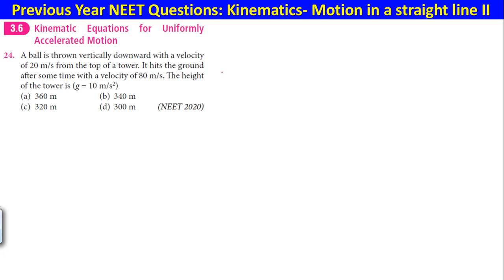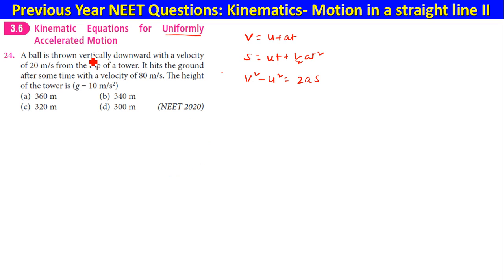Next concept is nothing but kinematic equations for uniformly accelerated motion. When the acceleration is constant, we can use equations of motion. What are those equations of motion? v is equal to u plus at, s is equal to ut plus half at square, and v square minus u square is equal to 2as. These are called equations of motion, and you can apply them only when acceleration is a constant. Let us start taking the questions on this.